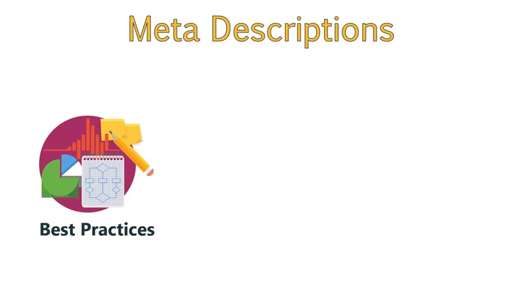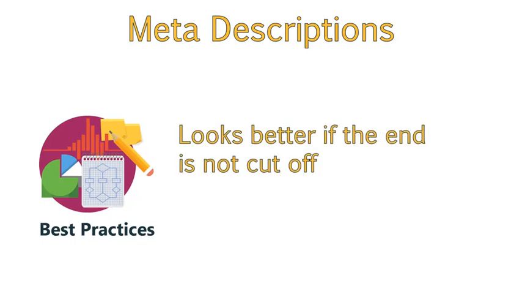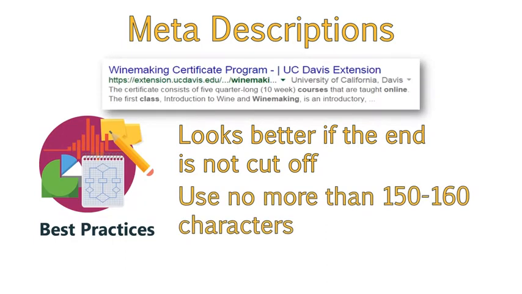Let's revisit some of the best practices we've discussed about meta descriptions. An optimized meta description should contain a couple elements. The meta description looks better if the end is not cut off due to length. Avoid going past 160 characters. I try to stay somewhere in between 150 and 160 characters in length, which provides a good length while also remaining under the character cutoff limit.